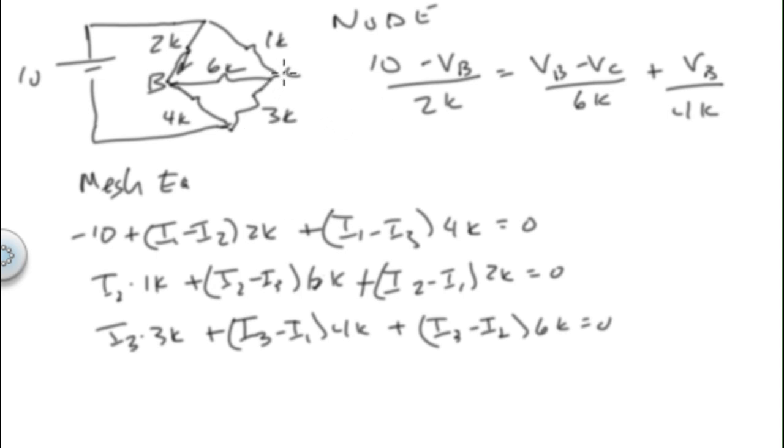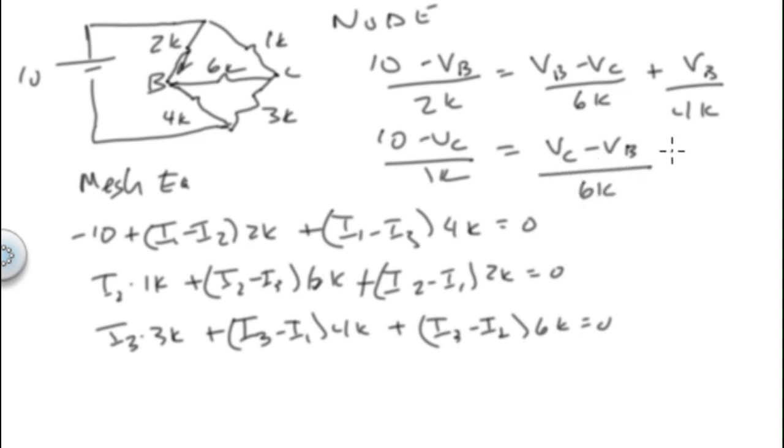My VC would be what? Current coming in is 10 minus VC over 1K is equal to what? (VC minus VB) over 6K plus VC over 3K. And you solve for VB and VC and you're done. And that's how you do mesh and node equations. Take care and have a good day.